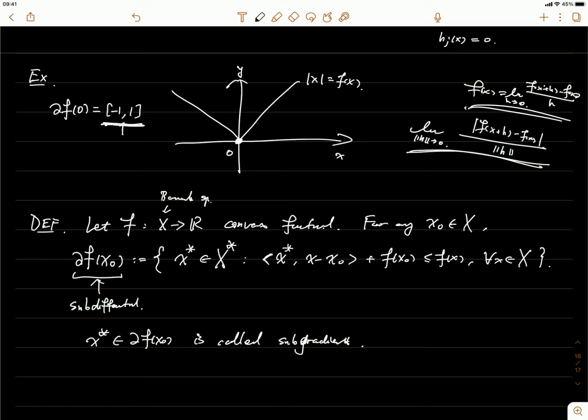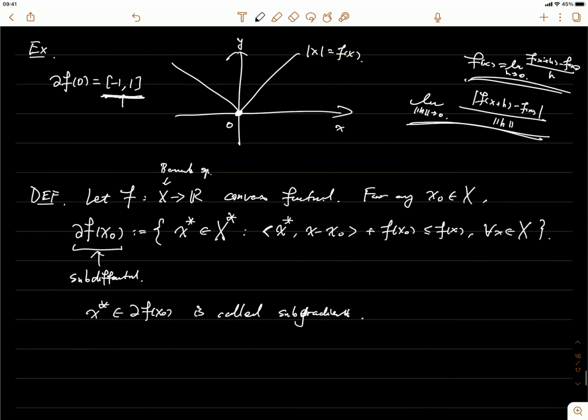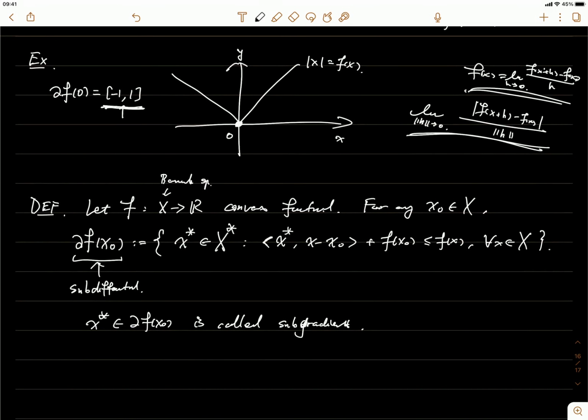Okay, and it will be easy to show that if the function is actually differentiable at that point, then the subdifferential only has one element, and that element is the actual differential or gradient of the function. Okay, and this is a very important concept for convex functionals, or convex functions if you restrict yourself to the Euclidean space, and it is considered a generalization of the standard gradient. In case the function is not differentiable, we can still define the subdifferential.